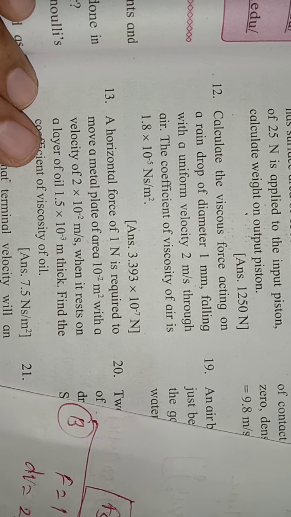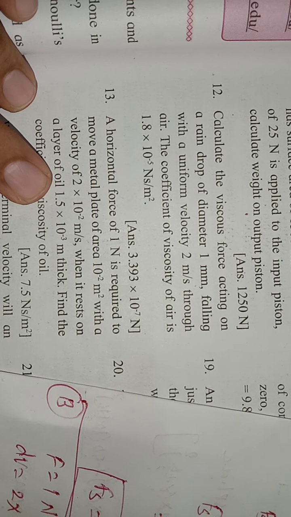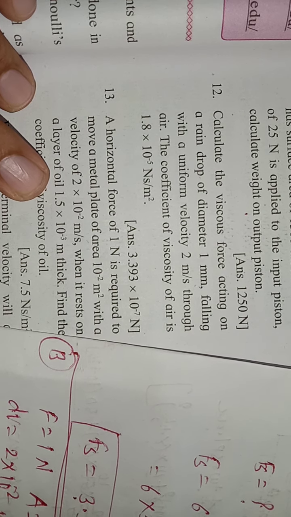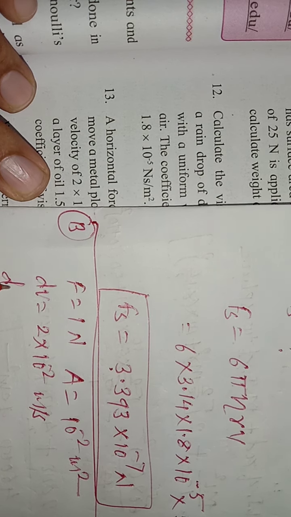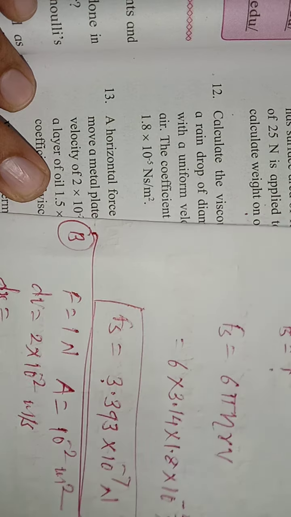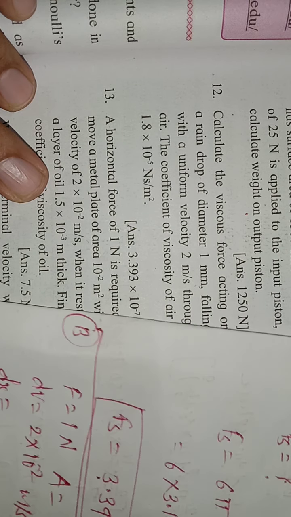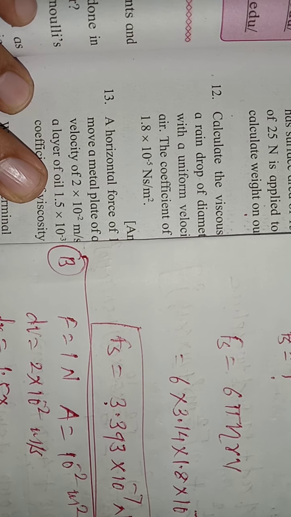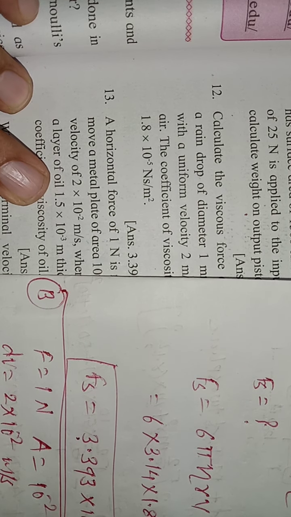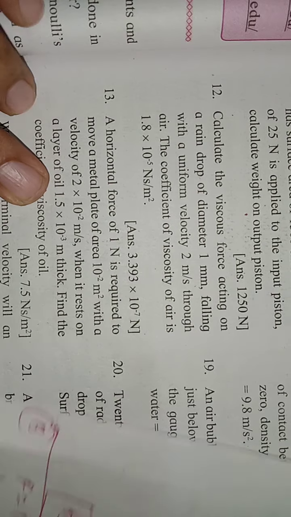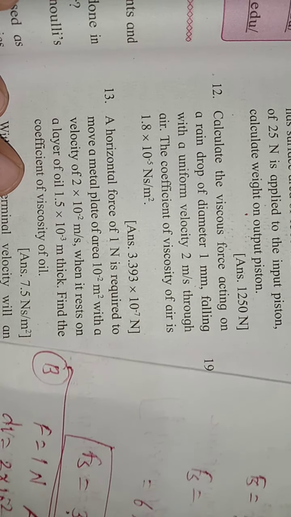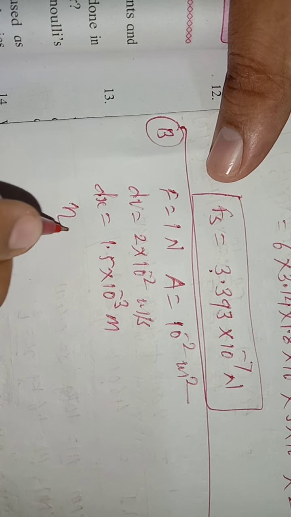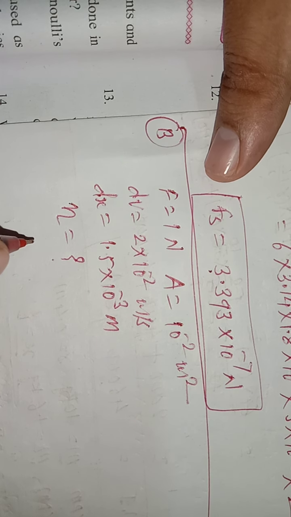When it rests on a layer of oil 1.5 into 10 raised to minus 3 meter thick, that means this is dx, because we know the formula for dv upon dx. The thickness is given, dx is equal to 1.5 into 10 raised to minus 3 meter. Find the coefficient of viscosity of that oil. Coefficient of viscosity, that is eta, is equal to question mark.